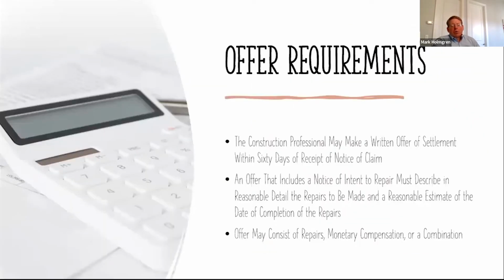So once the developer or the general contractor gets your notice letter, the association's notice letter, they have the right to inspect, and then they can make a written settlement offer within 60 days. The offer can include money. They can just say, we'll pay $100 grand to go away, or maybe they'll offer to perform repairs. And that's supposed to be in reasonable detail as well. And they have to give you a time estimate as to when it's going to be done. They can also offer you some kind of a combination of repairs and money.